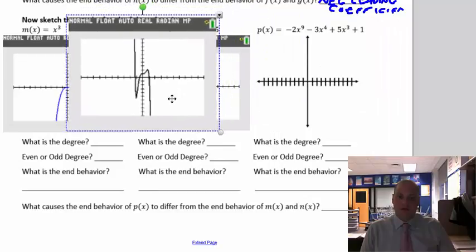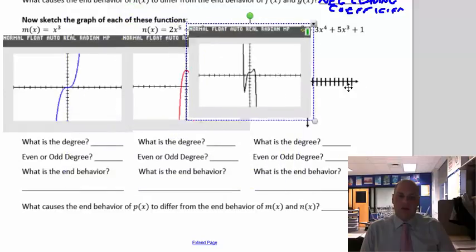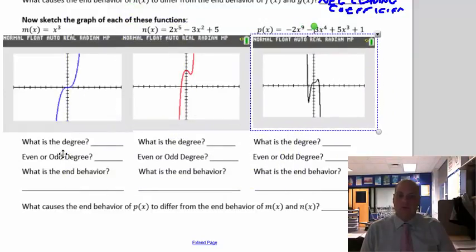Here, can you see it? I don't know if you can see it. There it is. I'll give you a chance. Pause the video, get it, and then we'll go back. Put it back where it goes. Okay, there we go.